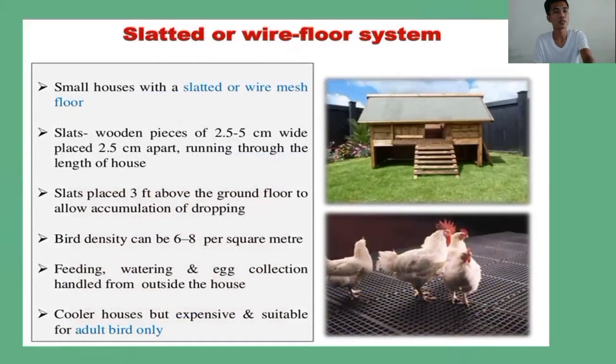Slatted or wire floor system. Small houses with a slatted or wire mesh floor. Slats, wooden pieces of 2.5 to 5 cm wide, placed 2.5 cm apart, running through the length of the house. Slats placed 3 feet above the ground floor to allow accumulation of droppings. Bird density can be 6 to 8 per square meter. Feeding, watering, and egg collection handled from outside the house. Cooler houses but expensive and suitable for adult birds only.